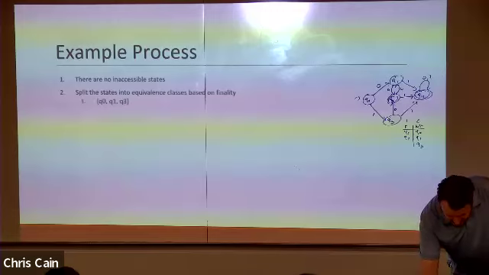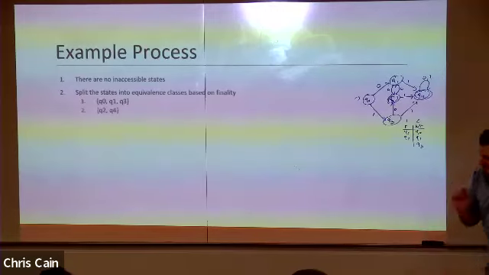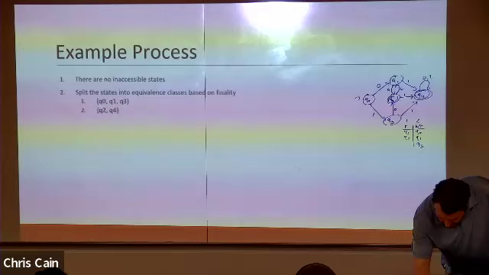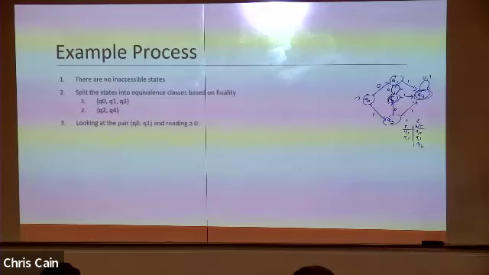So we have this equivalence class and we have this equivalence class. We'll call them non-final and final. All right, so we're going to start on reading a 0 and look at the pair Q0, Q1. Note that you only want to look at pairs within the same equivalence class. So we're going to start with Q0 and Q1 on reading a 0. What happens on a 0?